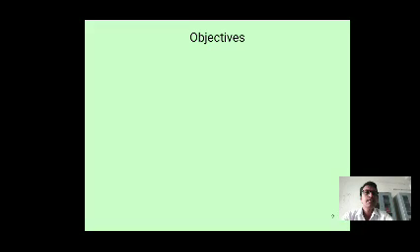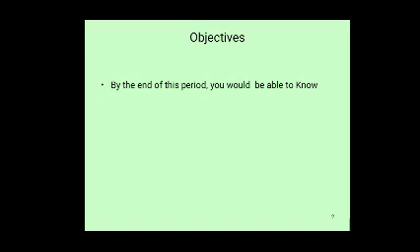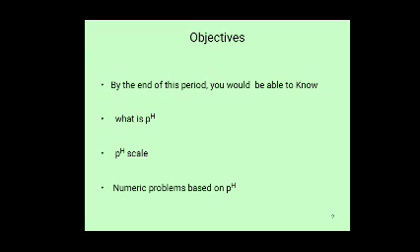Objectives about this topic. By the end of this period, you would be able to know what is pH, pH scale, range of pH scale, and numerical problems based on pH. These topics are discussed in this hour.